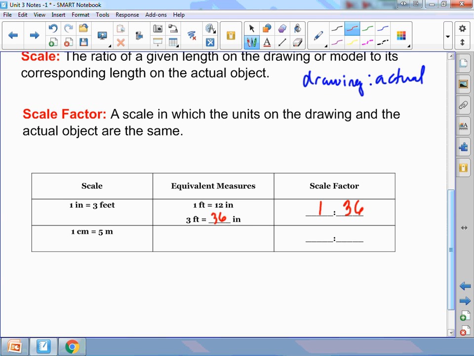And since we follow this ratio, the drawing to the actual, that means that the actual object is 36 times the size of the model or the drawing. That's what that scale means. Like for instance, this race car here, we're going to look more into this later on. This is not a 1 to 36 scale, but what that would mean is for every inch on this race car, it's 36 inches on the actual car. That's what a scale factor implies.